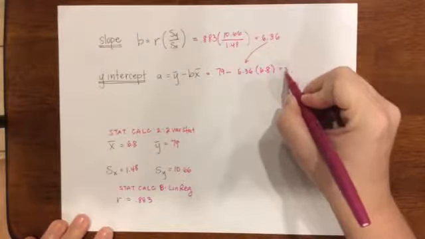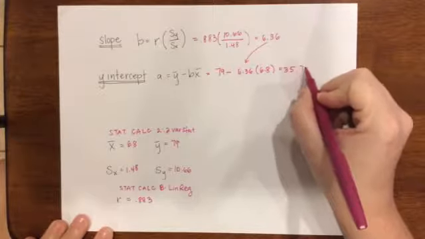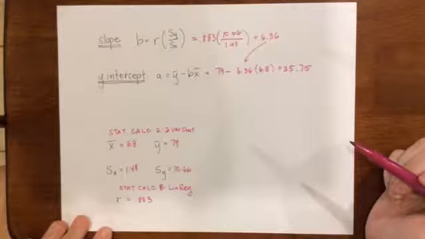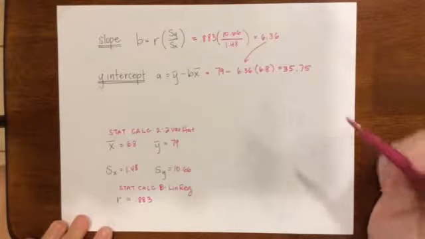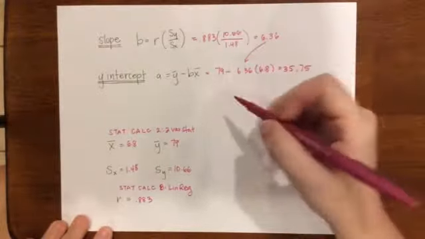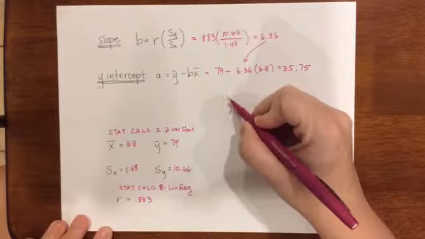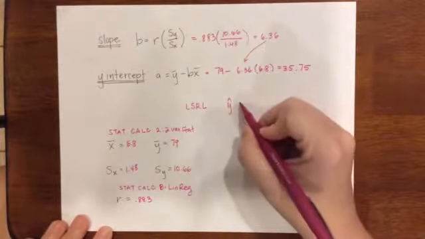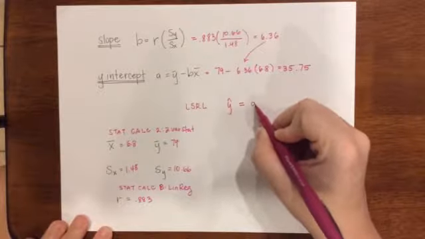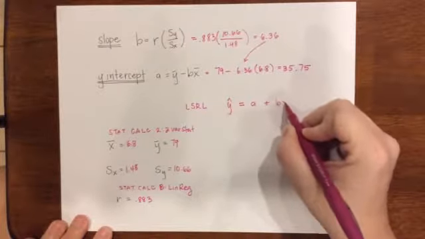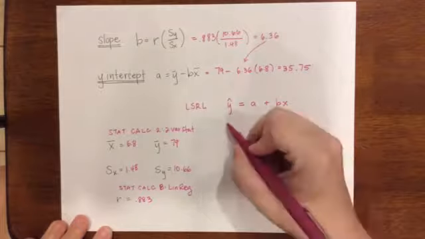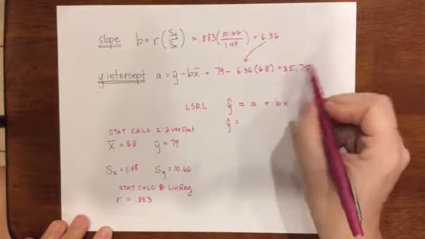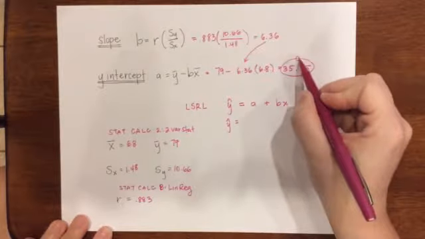And that comes out to 35.75. So you need two things to write an equation of a line, a slope and an intercept. And we now have both. So now we're ready to write the equation of the line, which is called the LSRL, the least squares regression line, and is written in the form of a plus bx. So I'm going to write it just like that. Here is the a.